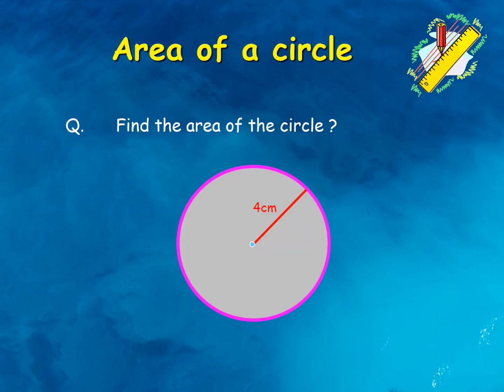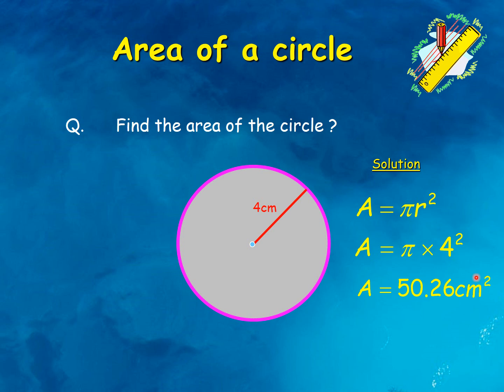So how will we find the area of the circle? It's already provided, the radius is 4 centimeter. So we now will use the formula area equals pi r square. We'll replace the r with 4 squared. So 4 squared means 4 multiplied by 4, not 4 times 2, but 4 times 4. It will be 16, and 16 times pi will give you 50.26 centimeter square. Of course the area will be in square units, don't forget about it.